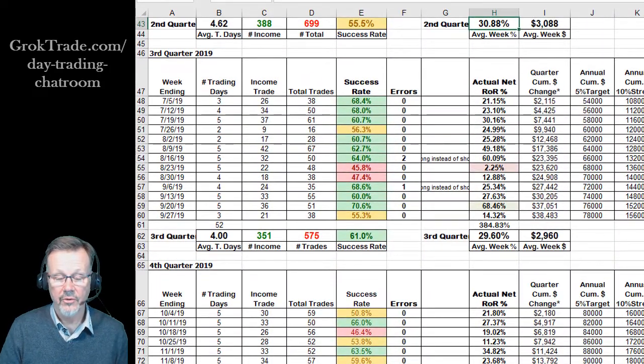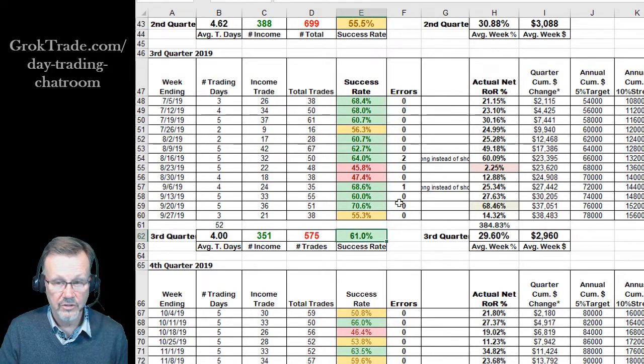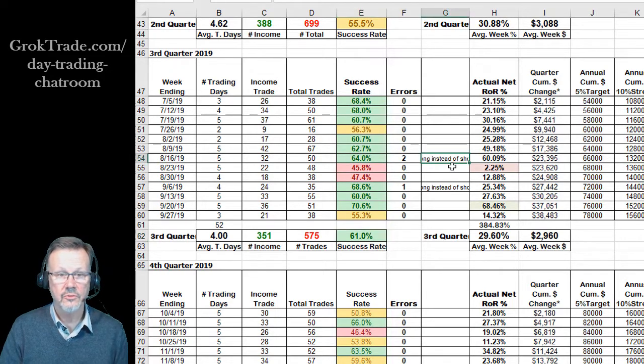We were struggling there in third quarter, but we ended up with a 61% success rate after all of these trades that we made. And again, I did have some errors here. I did two of these. I went long instead of short here, long instead of short here. I did that twice in 1 week, and then I did it again a week later.